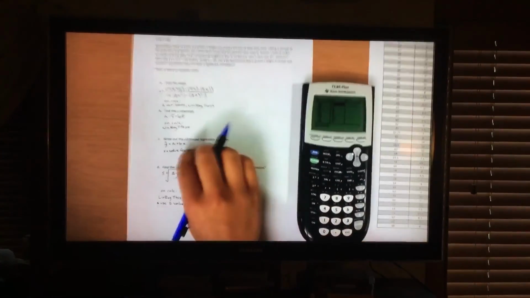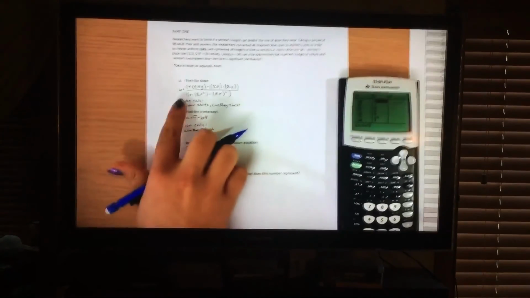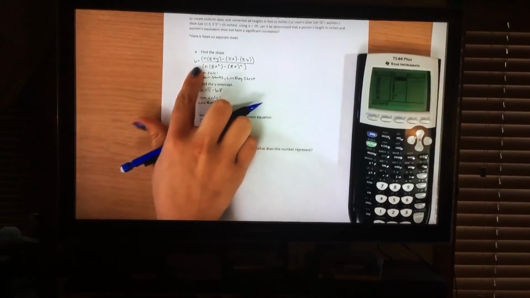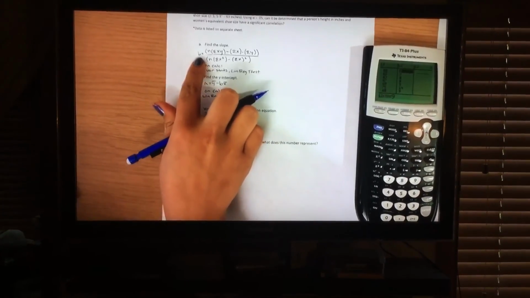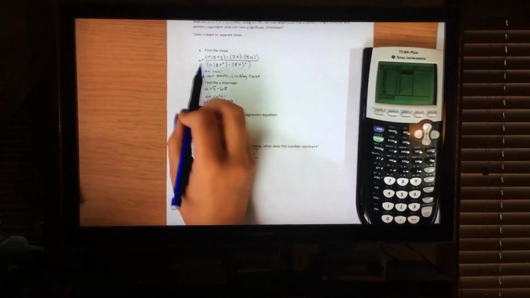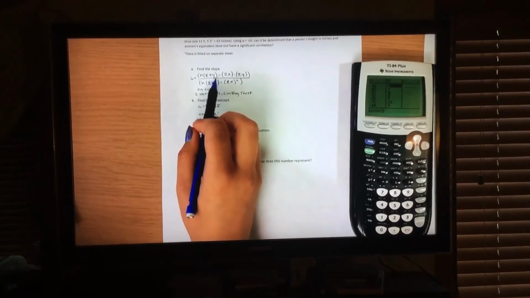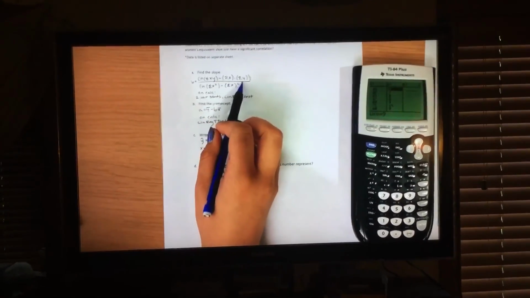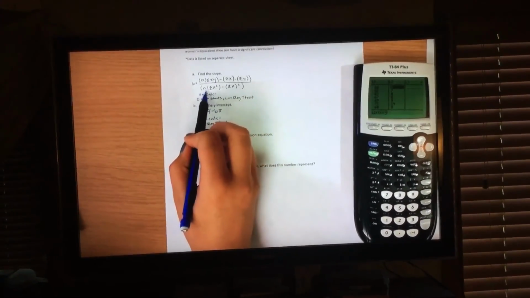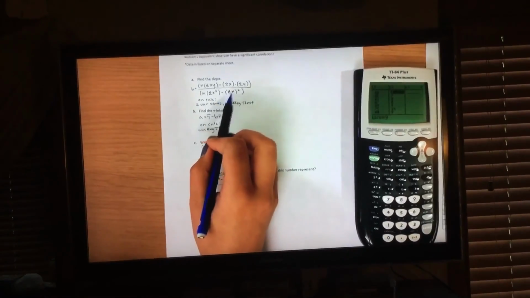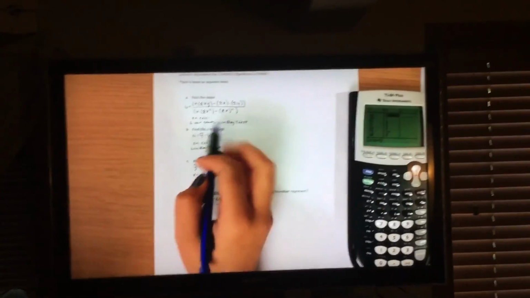So now that we have all of our data plugged into lists 1 and 2 on our TI-84 calculator, we are going to find the slope for problem A of part 1. The slope formula is b equals n times the sum of xy minus the sum of x times the sum of y, over n times the sum of x squared minus the sum of x squared.